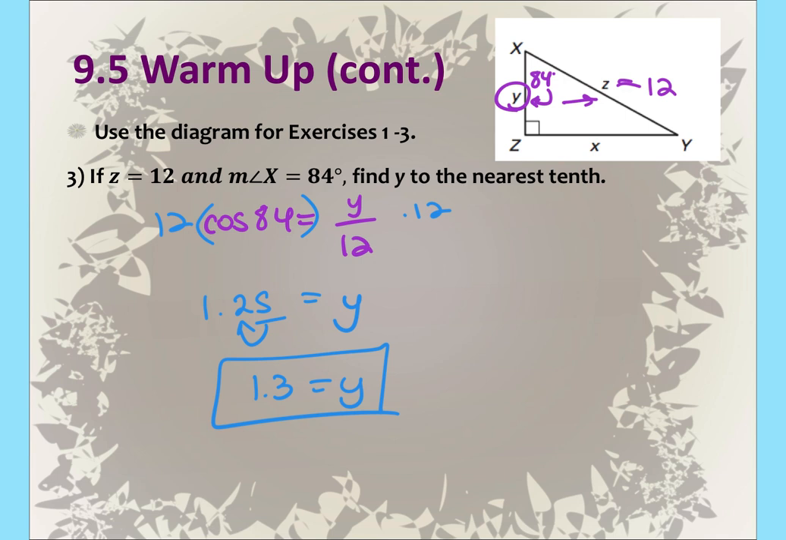Now that seems like a small measure for a side, but if I look at this angle, if that's 84 degrees, how small is angle Y? Pretty small, specifically 6 degrees, right? So something that's opposite 6 is going to be a lot smaller than something that's opposite 90, which was that 12. So even though it seems like that's a small side, that makes sense because it would be opposite that small angle. Smaller sides opposite the smaller angles. Questions on that one?